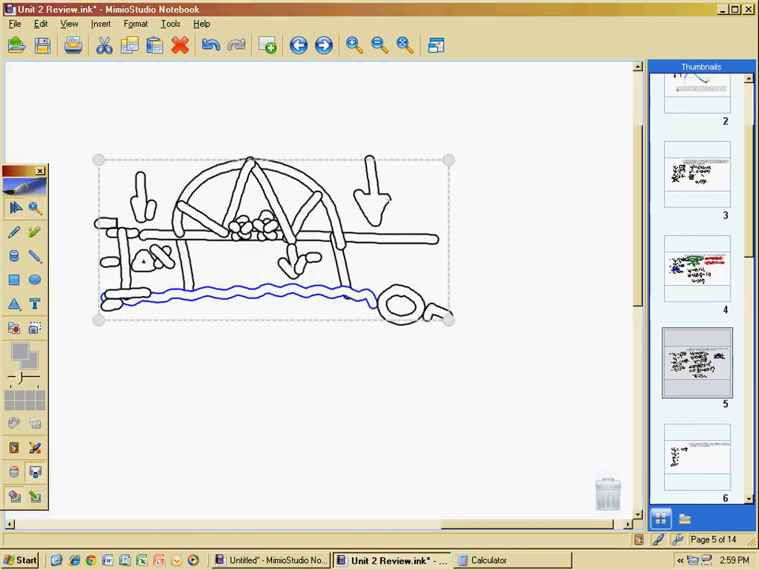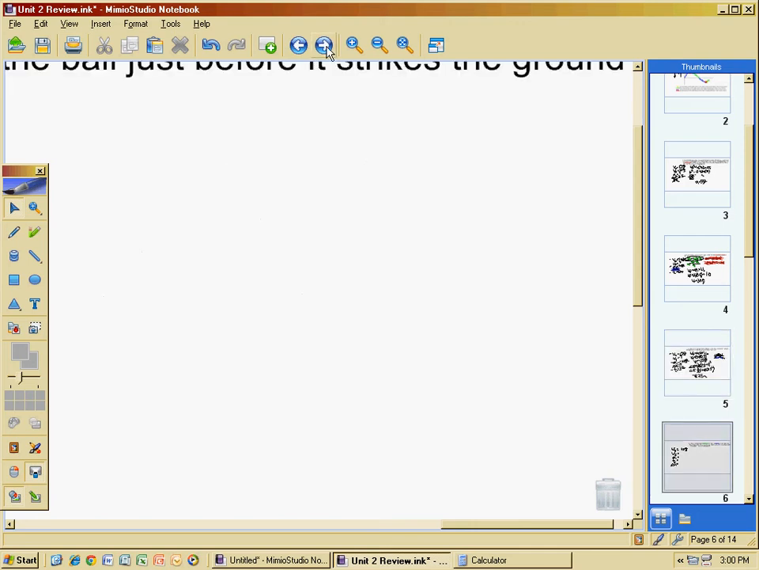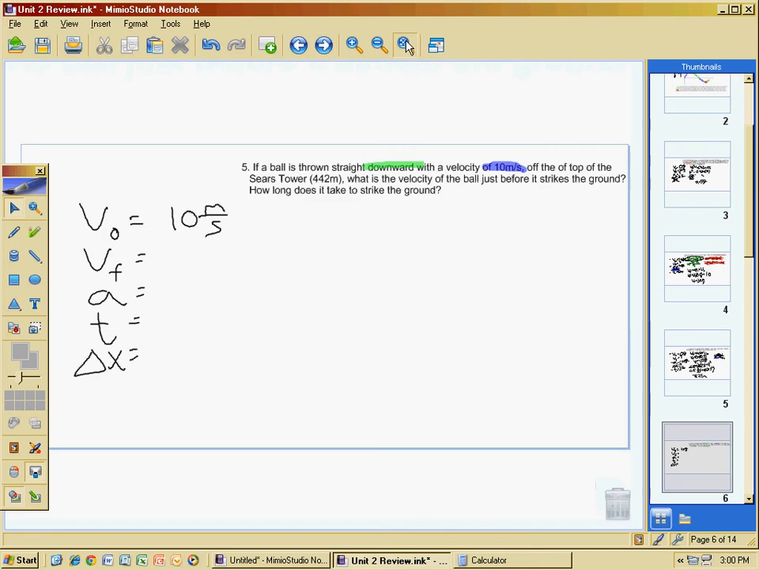Guys, all right, with the Jack and Jill bridge, remember, down is negative in our little free fall problem. So if we are throwing the ball downward, what that's trying to tell you is this velocity right there is negative. That's what that downward is telling you. So you need to make this negative 10 meters per second.